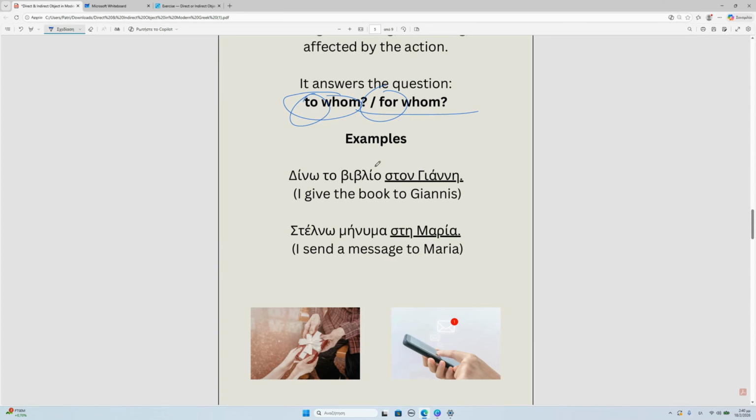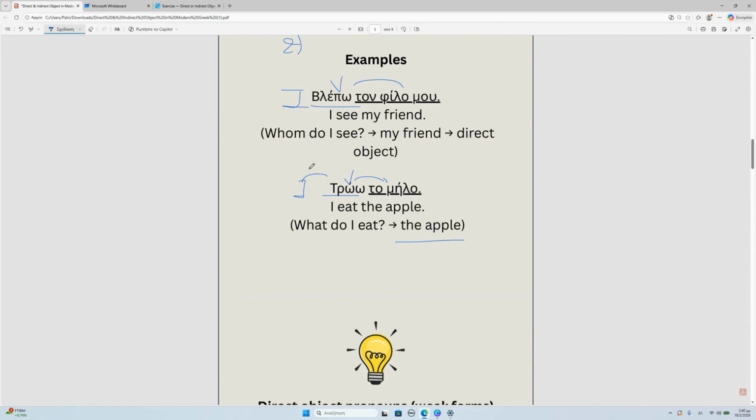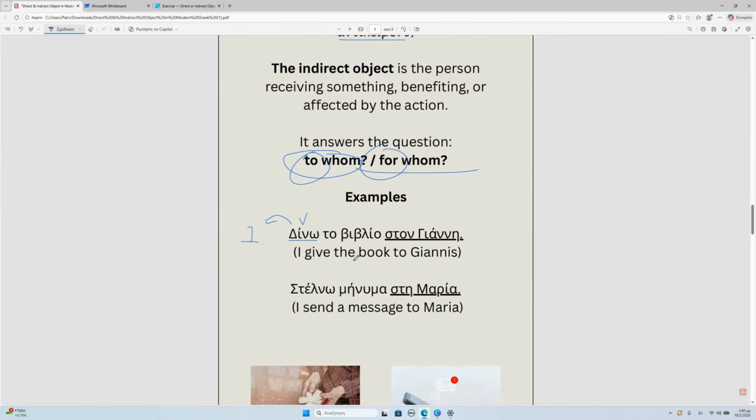Δίνω το βιβλίο στον Γιάννη. I give the book to Yannis. So, δίνω is the verb, we always start with the verb. Who is doing this? I, εγώ. What do I give? Remember what we said? What. So, what I give, βιβλίο. This is a direct object as we saw earlier. And I give to whom? Στον Γιάννη. This is the indirect object. Always with the preposition. Ask the question: to whom? Very, very important.